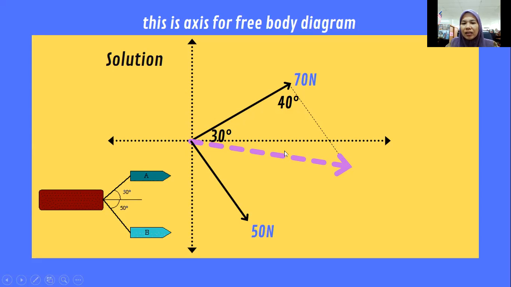You will get the resultant force here. You have to draw. Maybe we need a graph paper to make sure you get the accurate resultant force. So just draw, and after you finish drawing the force, you will get the correct resultant force.